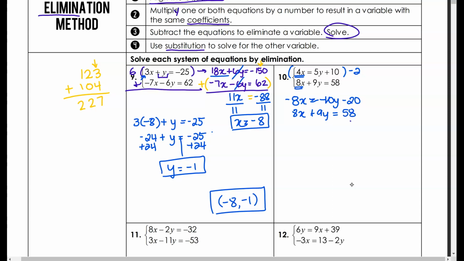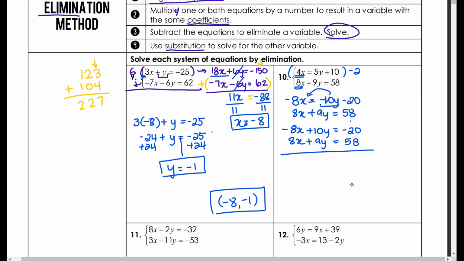Before we continue here, notice how I have a plus 9y on this side and I have a negative 10y on this side. So my equal signs are definitely not lined up. I need to make sure that I move that 10y over to the side. When I do that, I end up with negative 8x plus 10y equals negative 20. I'm just going to recopy that equation below, plus 9y equals 58.